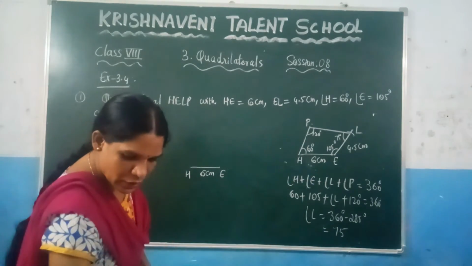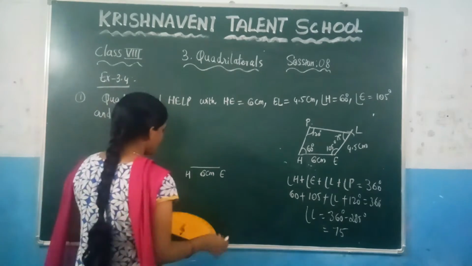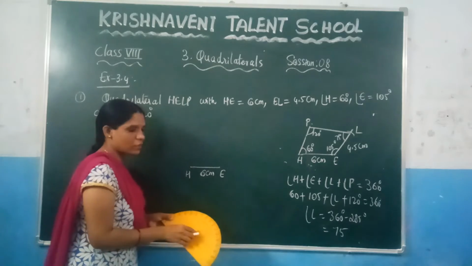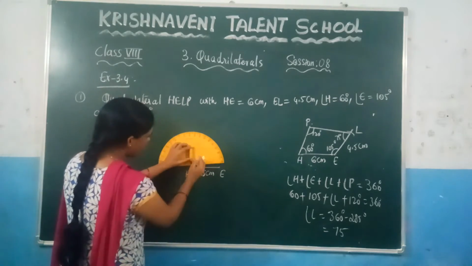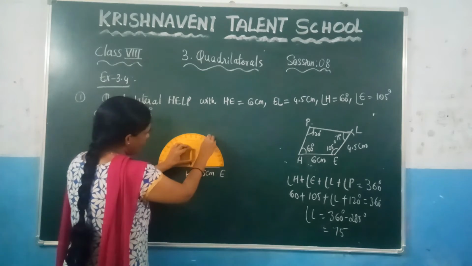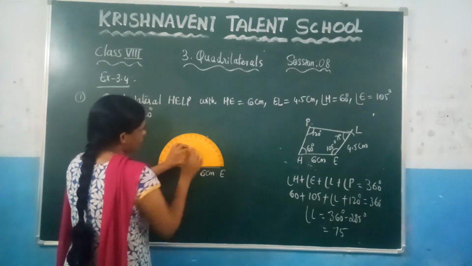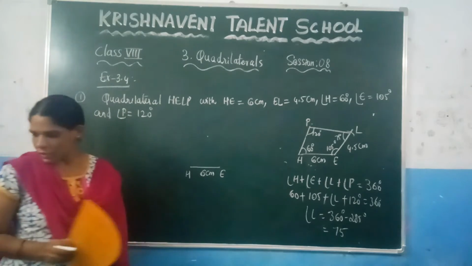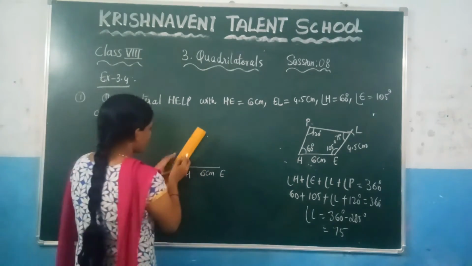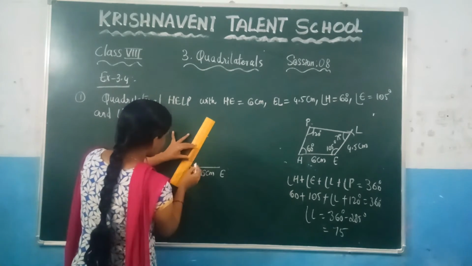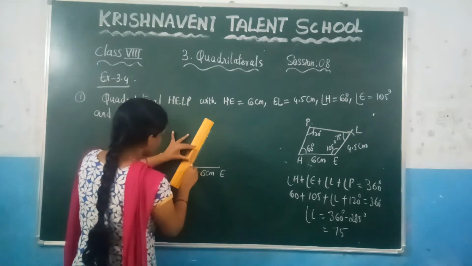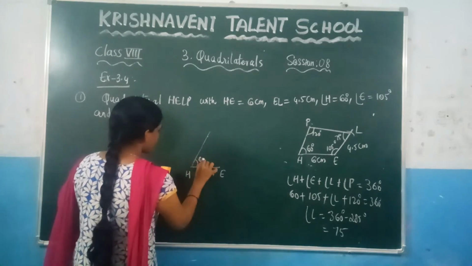So here with the help of the protractor, you know that this vertex H and this arrow should coincide with each other. Like that you need to keep the protractor, and after that here where is 60, right? This is 60. So here first draw an angle of 60 degrees. So with the help of the scale, join this one. This is nothing but 60 degrees.